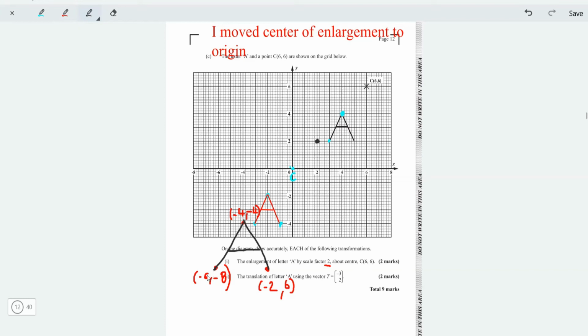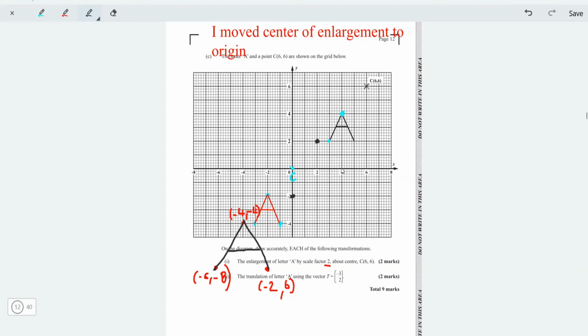Then this new point, -6, -8, when I add 6 to this, -6 plus 6 is 0, so the x value is 0. -8 plus 6 is -2. So this is going to be it. And then right here, -2 plus 6 is 4. That's going to be 4 over here.